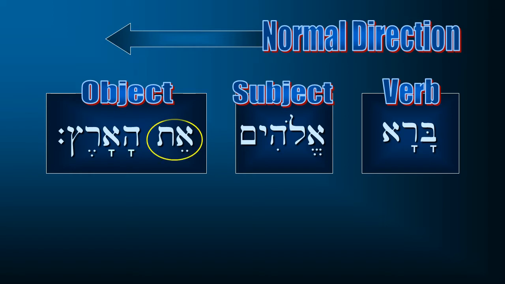And notice there is that marker, what we call the direct object marker. That's telling you that's not doing the action, it's receiving the action. It's what was created. So that's the object of the sentence. You won't always have that there, but when it is, look for it, and that's going to tell you that that's not the subject, it's the object that receives the action of the verb.